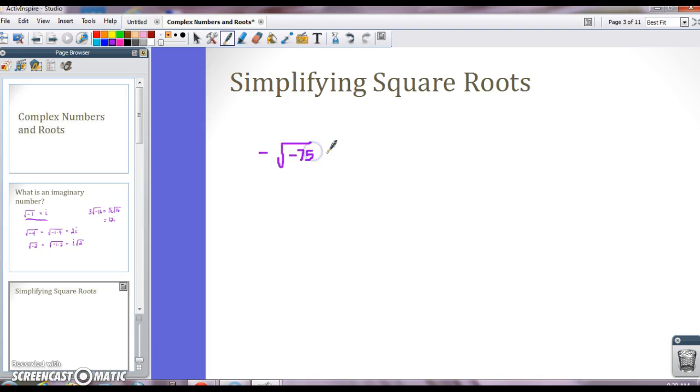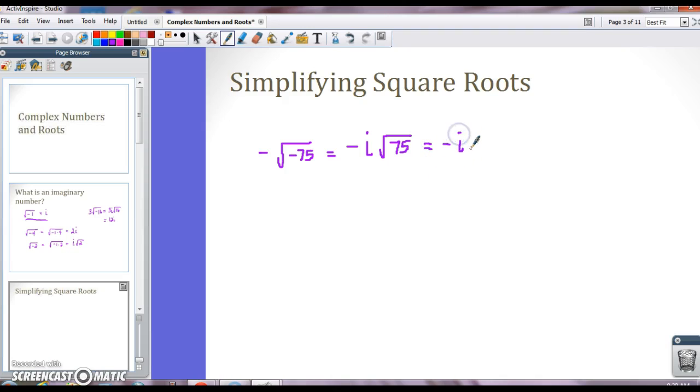So for example, I have negative square root of negative 75. Let's address the negative that's under the radical first. That tells me I'm going to have an i in my answer. This negative that's in front has nothing to do with the negative that's underneath. So I have to keep that negative that's out in front. Because I have a negative under the radical, I know I'm going to have an i in my answer. And because I now have the i in there, I can just deal with a positive square root.